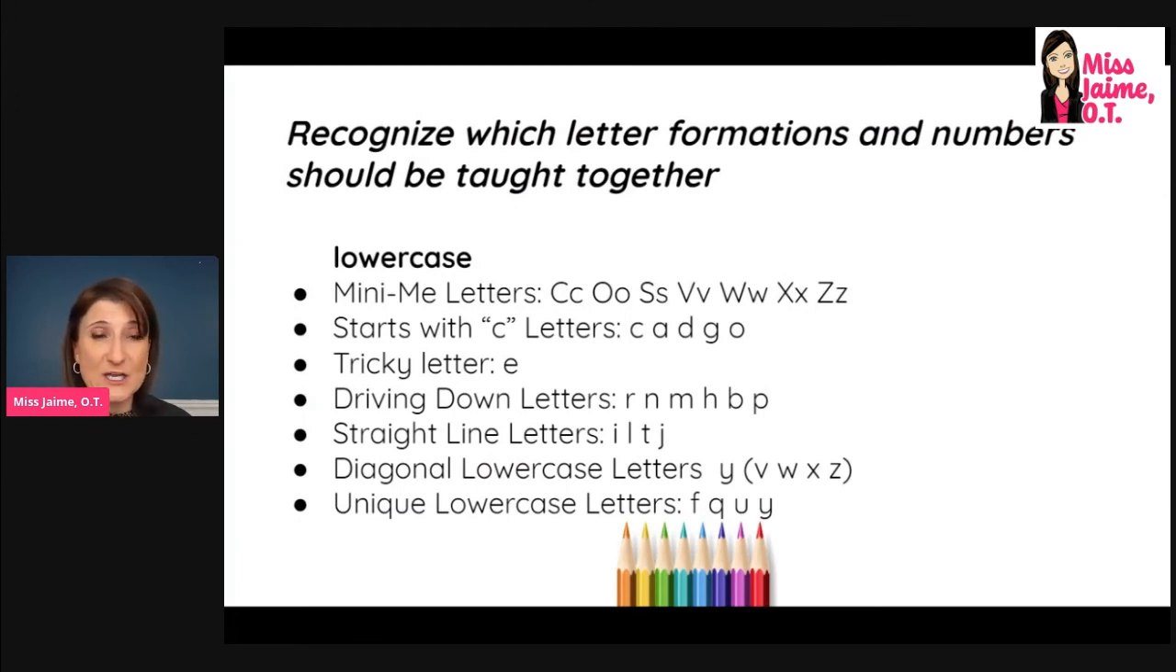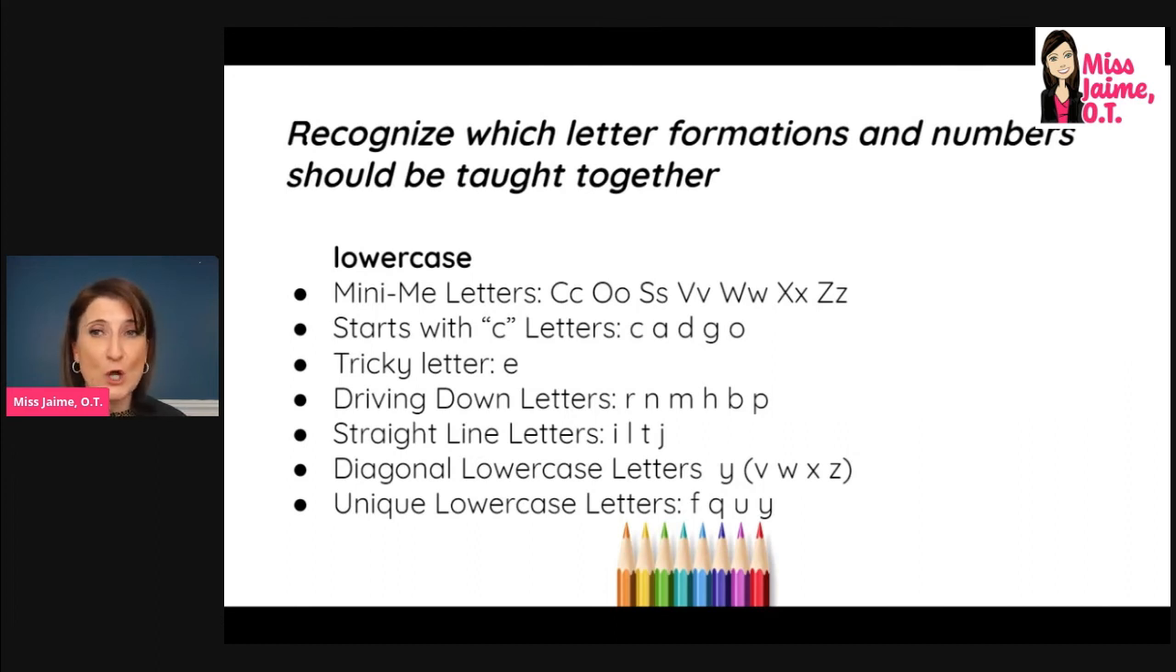When it comes to lowercase letters, here are our groupings. We have the mini-me letters, and I call them mini-me because the lowercase letters are exactly the same as the capital letters. And this means that our kids have already gotten all of these letters down. So if they already learned capital C and capital O and capital S, they have the lowercase letters as well, which is amazing. So that means these mini-me letters are 7 out of 26 letters. That means 27% of their lowercase letters are already accomplished. How awesome is that?